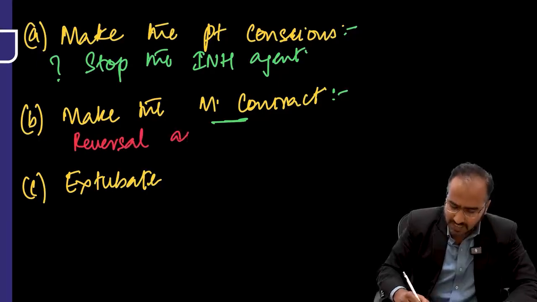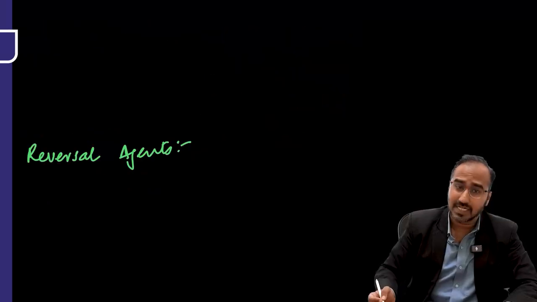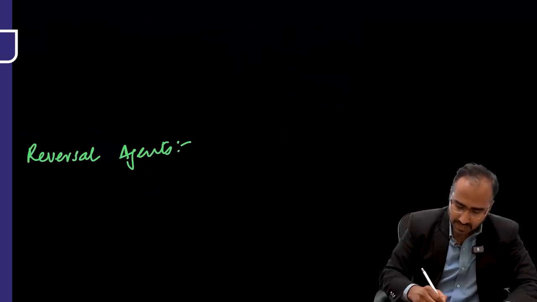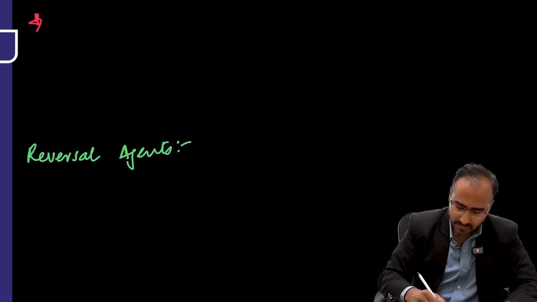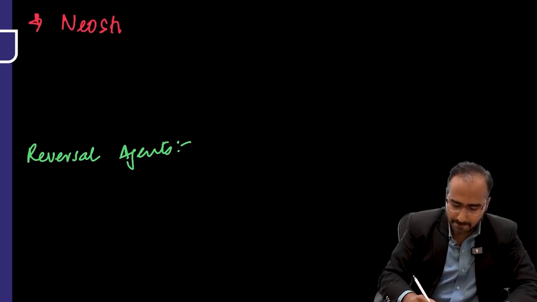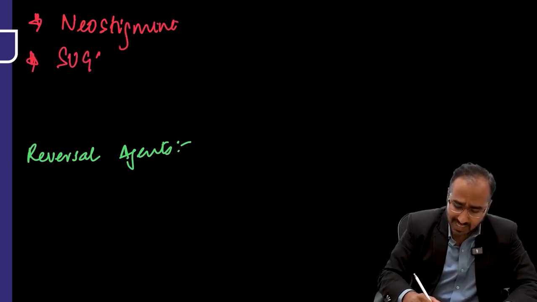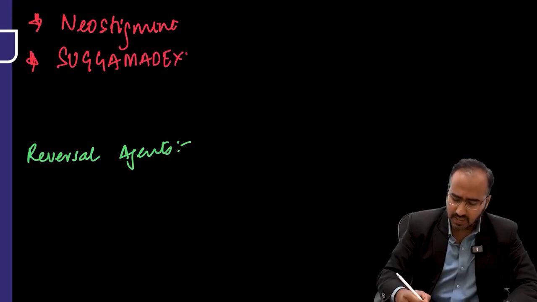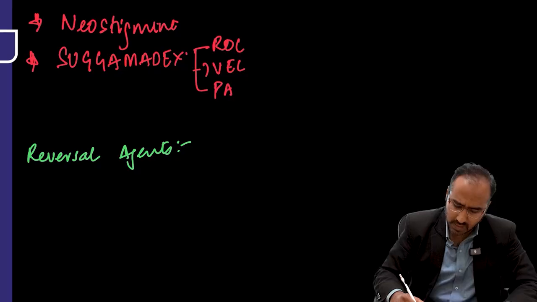You have to give a reversal agent against muscle relaxant. Okay? What is the reversal agent used against muscle relaxant? The reversal agents used against the muscle relaxants are neostigmine. Commonly used is neostigmine. Apart from neostigmine, there is a newer reversal agent called Sugamadex, which is commonly used for the muscle relaxants rocuronium, vecuronium, pancuronium.